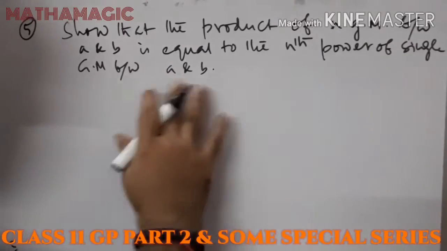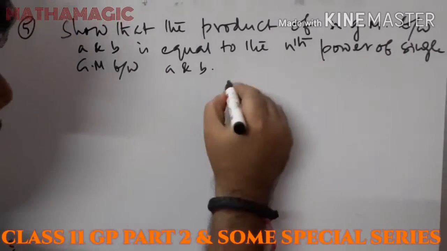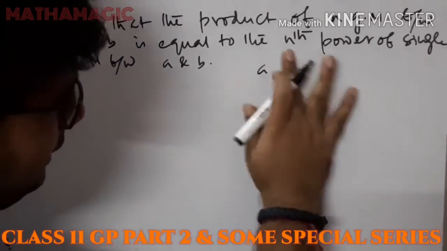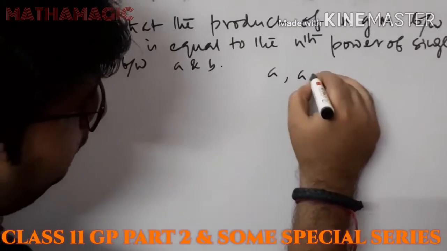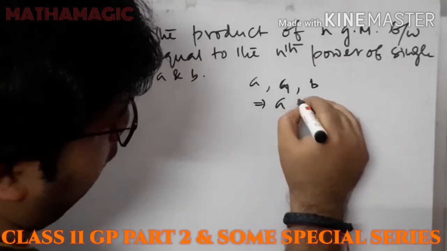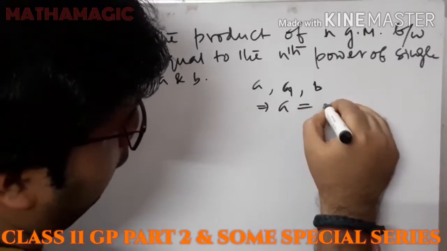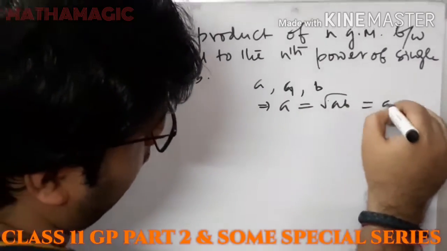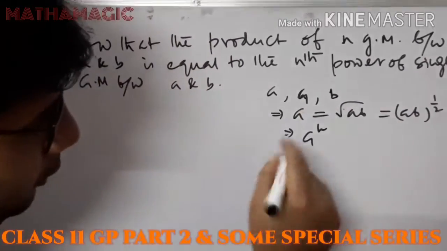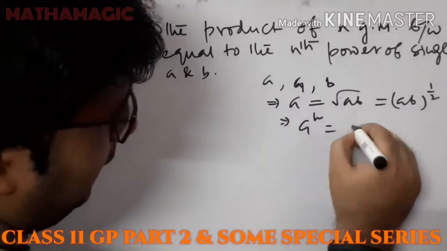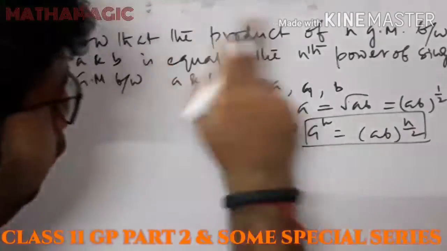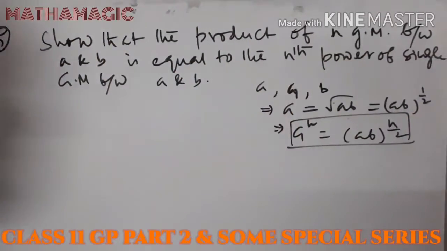First of all, we will calculate the nth power of a single GM. If we insert a single geometric mean between A and B, let that be G. Now what will be the value of G? G will be equal to root of AB, that is AB whole to the power 1 by 2. Now if we take the nth power of that single GM, it will become AB whole to the power n by 2.